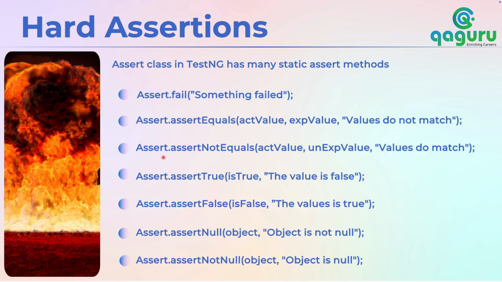Now let's take a look at the assert not equals assertion. So in this case, we are asserting that two values are not equal. Okay, so if they are not equal, this will pass. If they are equal, then it will throw an exception and your test will fail. Okay, so let's go to the project and try it out.